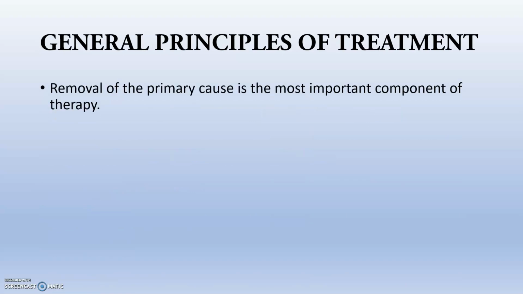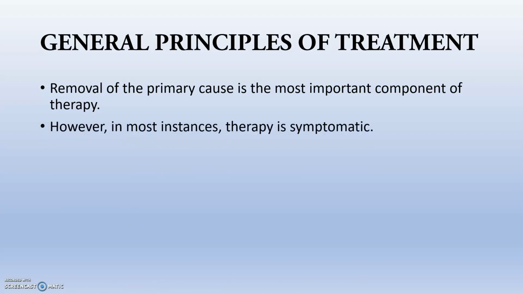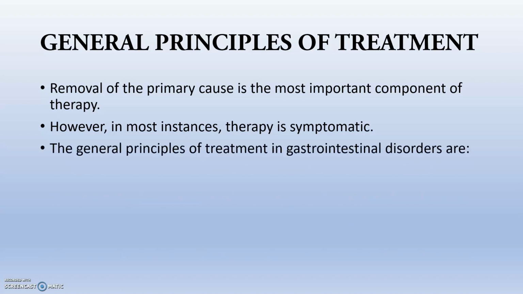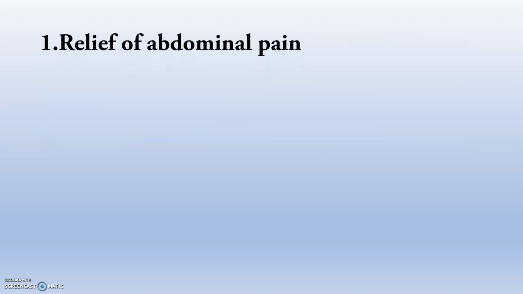So, general principles of treatment. First of all, we have to remove the primary cause, which is the most important component of any chemotherapy, that is, removal of the primary cause. However, in most instances, therapy is symptomatic, so we will be going for symptomatic therapy. The general principles of treatment in gastrointestinal disorders are relief of abdominal pain.